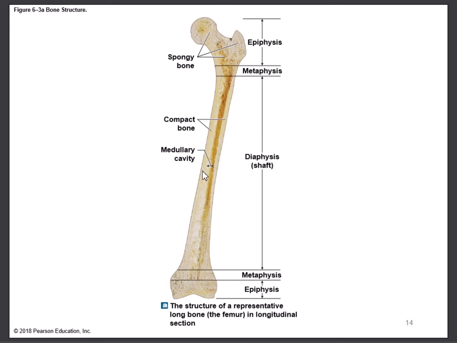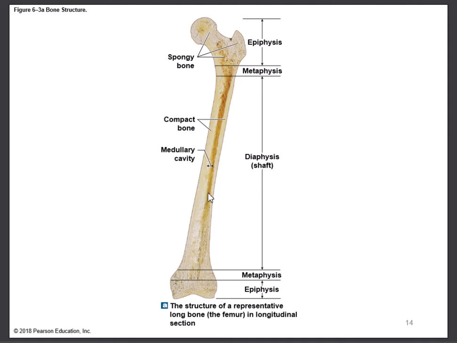Now, when you look at the shaft of the long bone, you're actually going to see two different types of bone. If you look out over here, there's a dense, thick, looks like it's very strong type of bone. This is what we call compact bone.